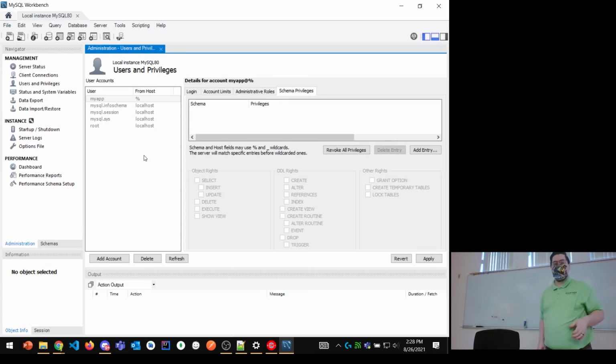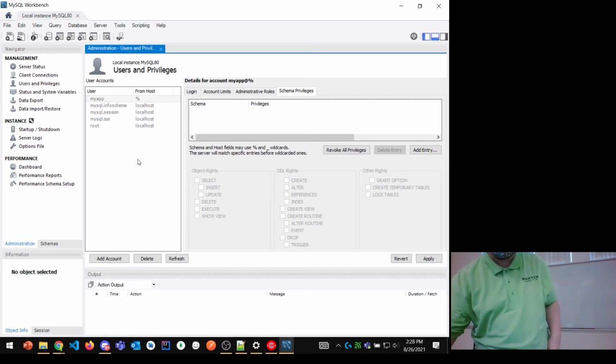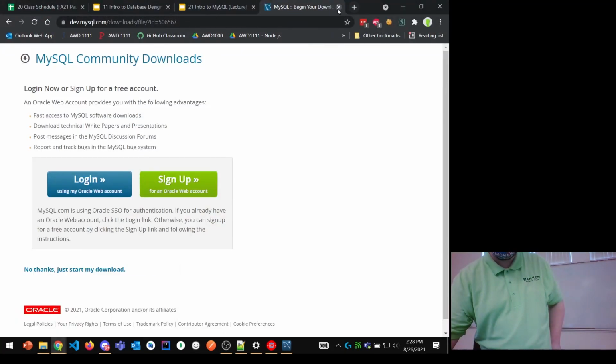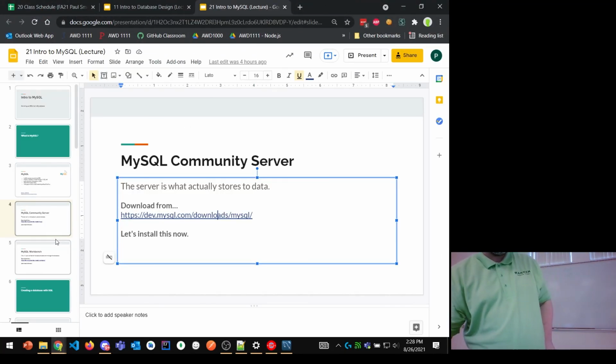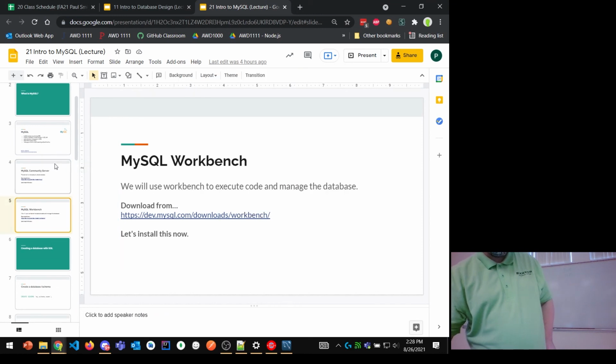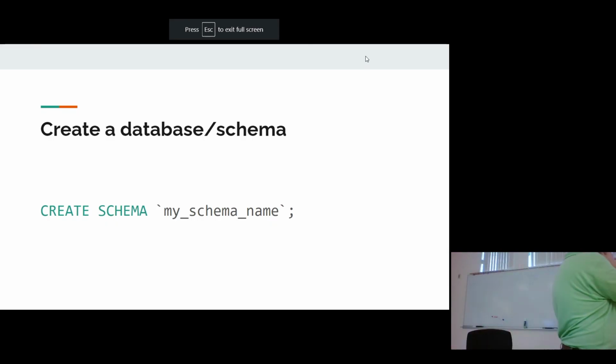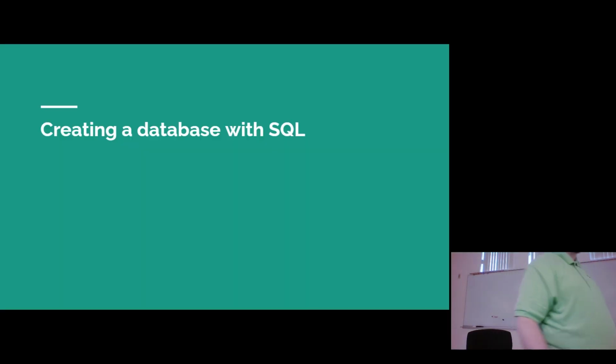All right, so if I can have your attention back, I'm going to resume in here, so we can start talking about SQL itself. Okay, so we've got Workbench up and running. Sometimes that comes in as a separate install, but it looks like for most of you it came in as one thing. So let's talk about how we create a database in SQL.